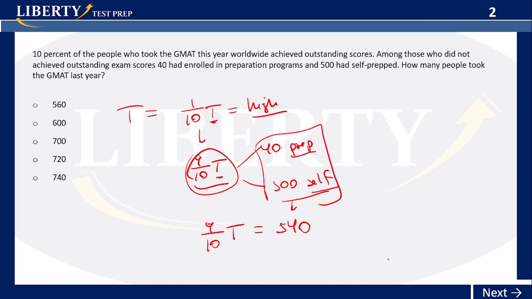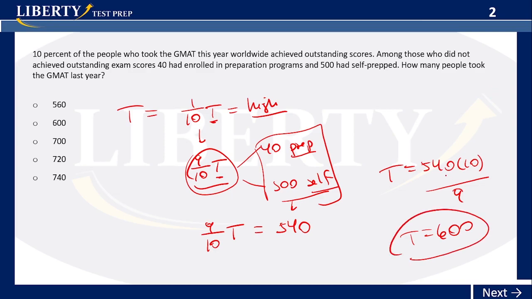Now, with that information, can you get the total? Yeah, very easily. The total is equal to 540 times 10 divided by 9. 54 divided by 9 is 6, so 60, and then times 10, T is equal to 600. Pretty easy. So these ones are easy questions.